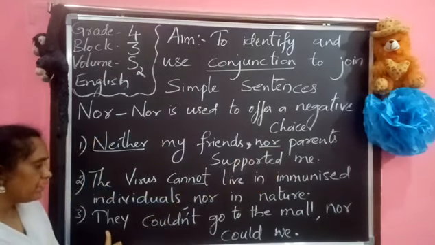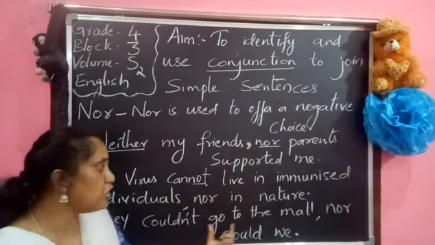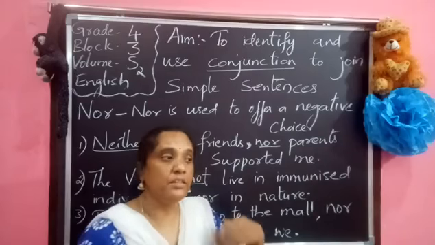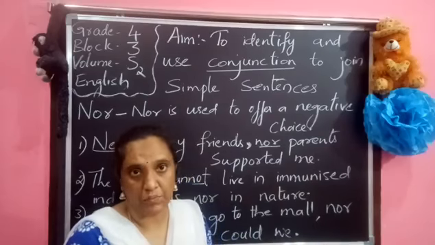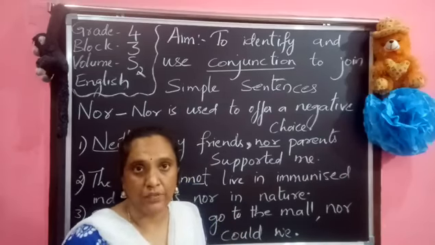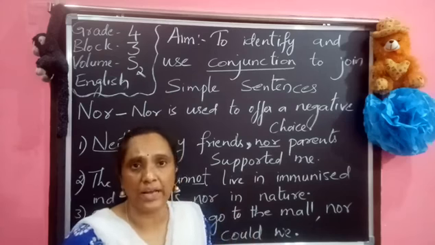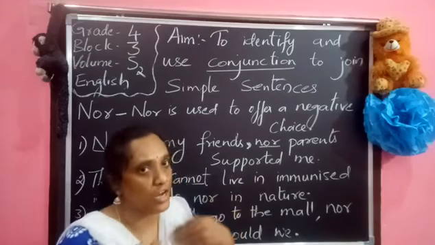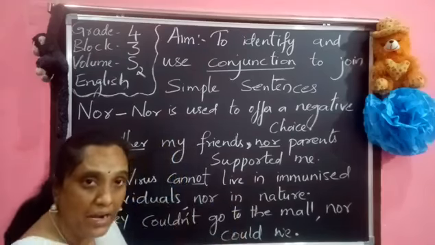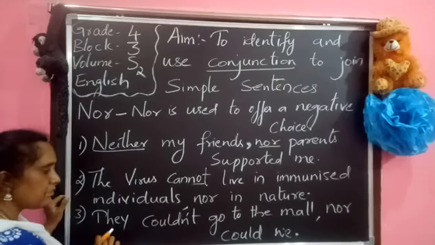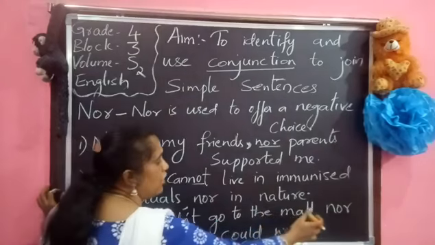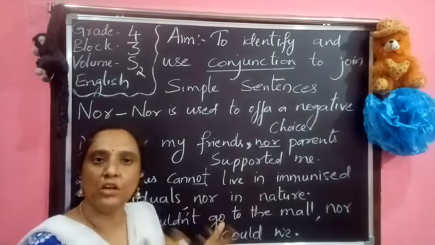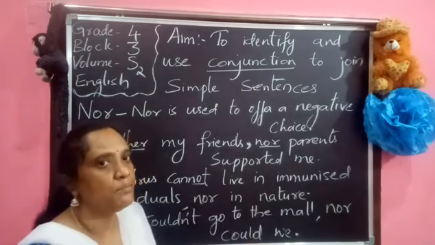Now see the third one. They couldn't go to the mall, nor could we. So here they are unable to go. Even we are also unable to go. No one of us has gone. If one is positive, the other negative, we can think differently. But here both are negative only. They are unable to go and we are unable to go. So no one had gone to the mall. They couldn't go to the mall, nor could we. We didn't go, they didn't go. So both of us didn't go to the mall.